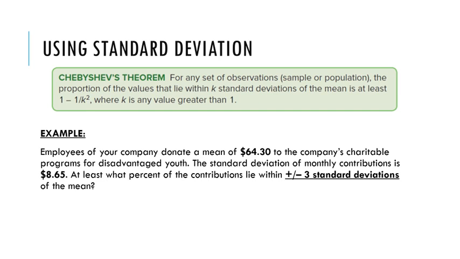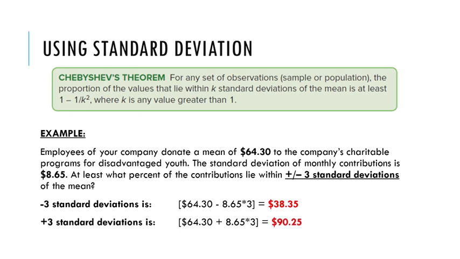So the first thing we need to figure out is, what do we mean by 3 standard deviations? If I want to think about negative 3 standard deviations, 3 standard deviations below, I need to start with my mean. My mean is $64.30 minus 3 times the standard deviation, $8.65 multiplied by 3. So minus 3 standard deviations from the mean is going to be $38.35.